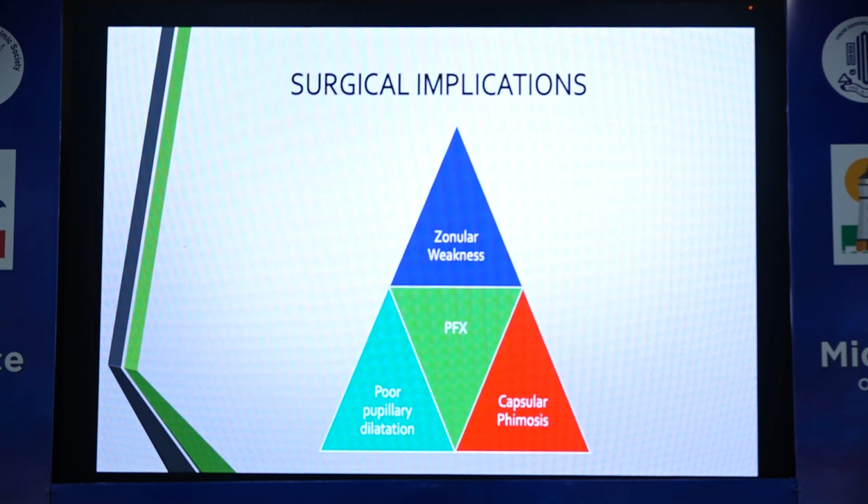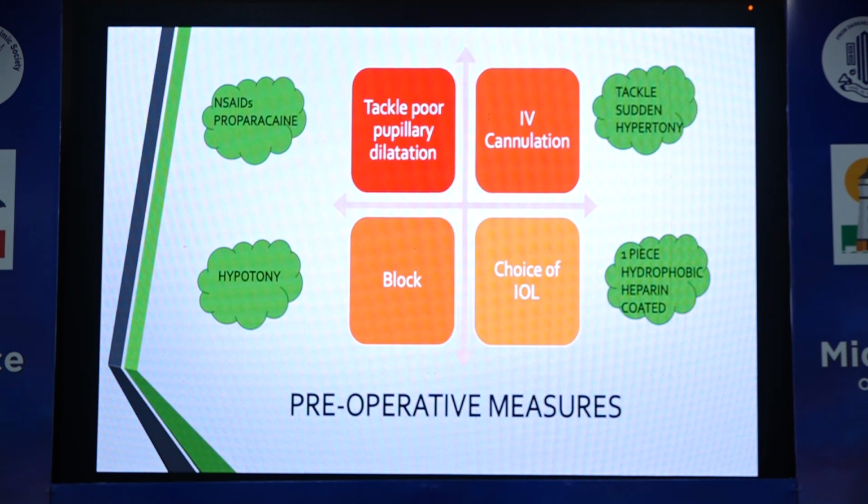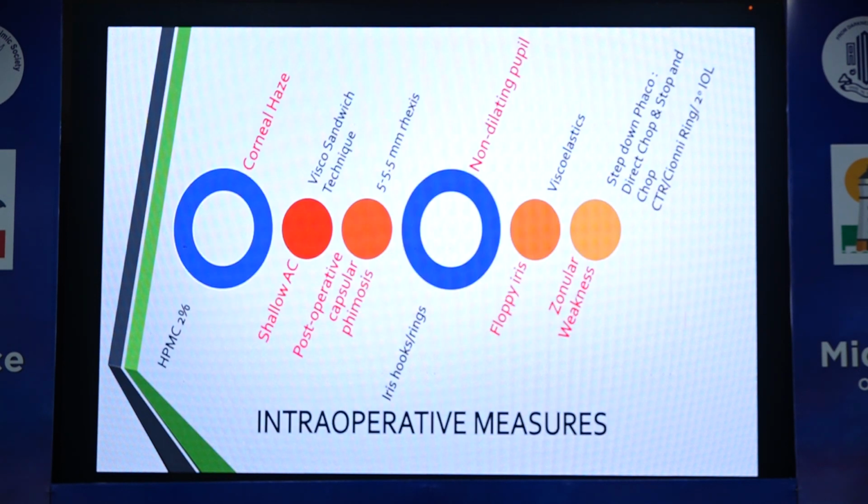So these are the surgical implications. First is zonular weakness, poor pupillary dilatation, and capsular phimosis. To tackle poor pupillary dilatation, we can give an NSAID after instilling proparacaine, and during the block, hypotony needs to be ensured. For the choice of IOL, a one-piece hydrophobic heparin-coated lens, and IV cannulation needs to be there because sudden hypertony is observed in a few of the cases. For corneal haze, HPMC 2% can be used, and for shallow AC, the visco sandwich technique.